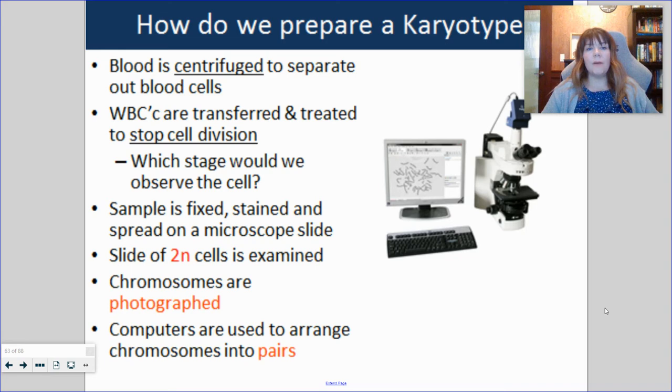Okay. And so what happens is then they're going to take the sample, stain the sample, and then look at them and map them. Now, this used to be done by hand. Now we can take a photograph of it and use computers to arrange it. So understanding how to prepare a karyotype is important. So stop here and write these few stages down because it is important to understand what is being done to figure out a karyotype.